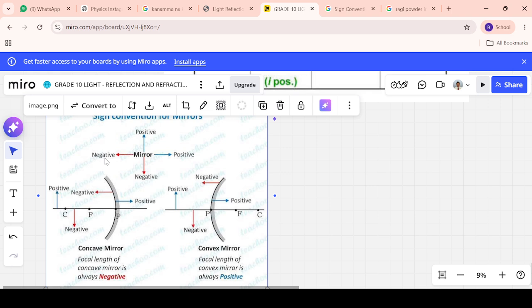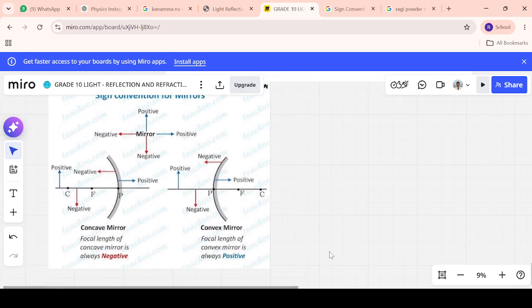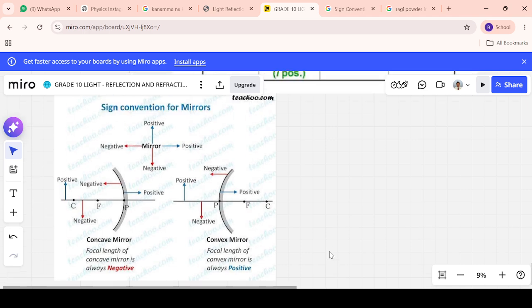On the left side, if you measure, it is always negative. On the right side, if you measure, it is always positive. So the focal length of a concave mirror is always negative. Please remember the signs. The focal length of a concave mirror is always negative, and the focal length of a convex mirror is always positive. Focal length of a convex mirror is always positive, students.